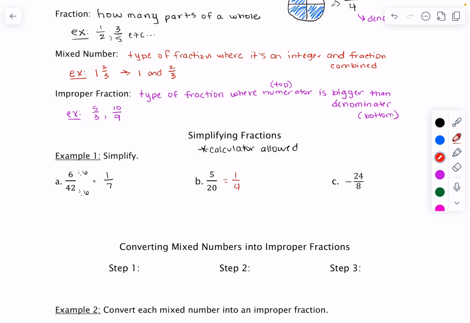So this is why I really need everyone to get a TI-83 or TI-84 graphing calculator, because you're going to want a calculator that helps you reduce these fractions if you don't want to do them by hand, which I'm assuming a lot of you do not want to do them by hand.